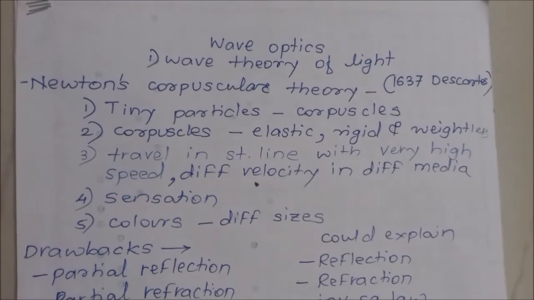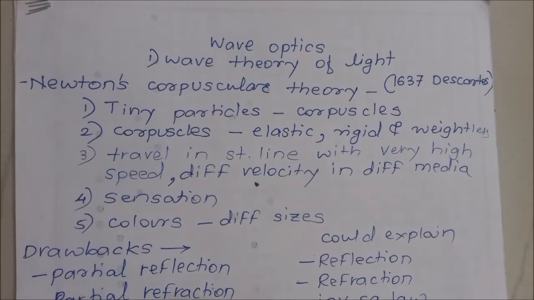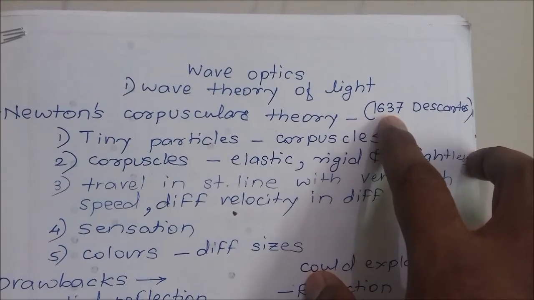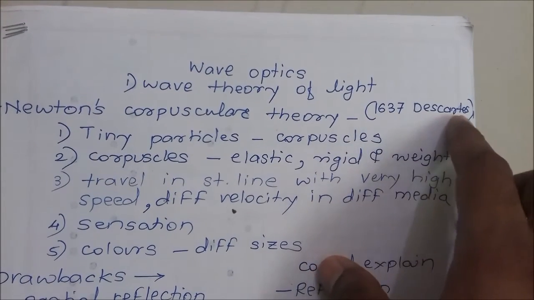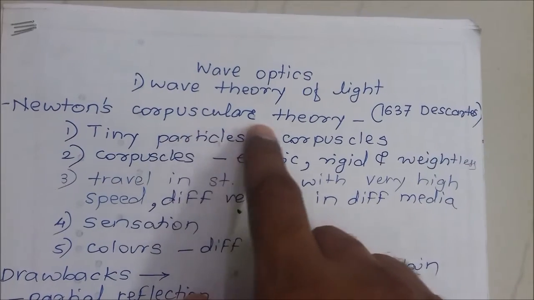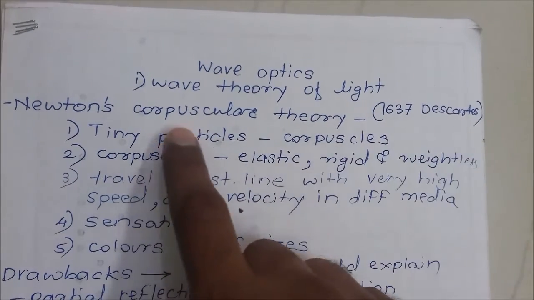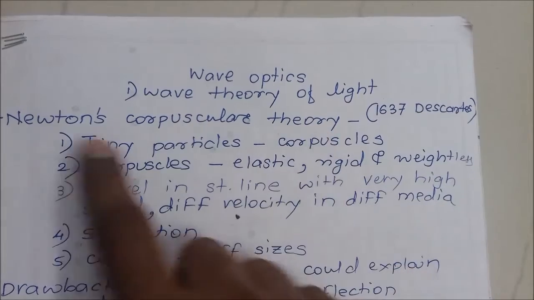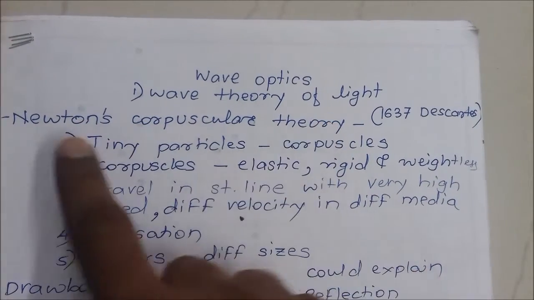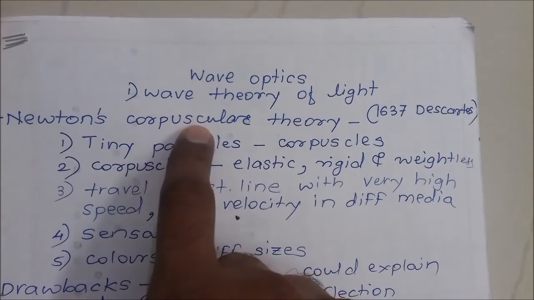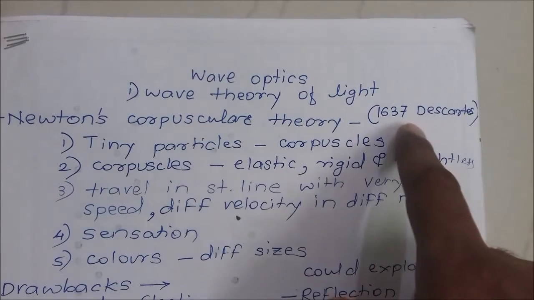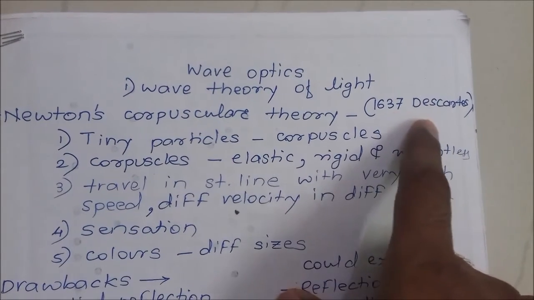Wave optics. In 1637, Descartes proposed the corpuscular theory. It is called Newton's corpuscular theory because Newton developed it after it was proposed by Descartes.